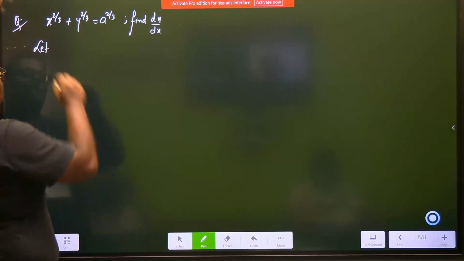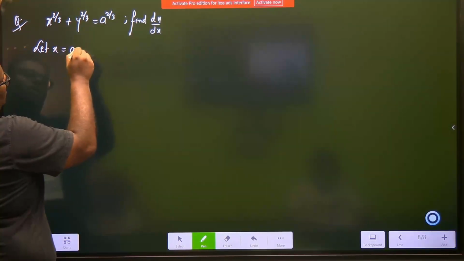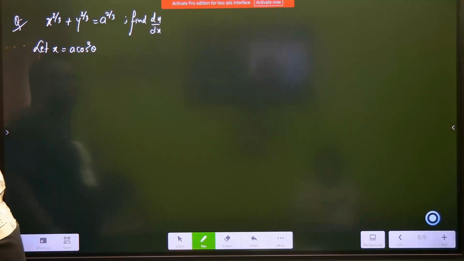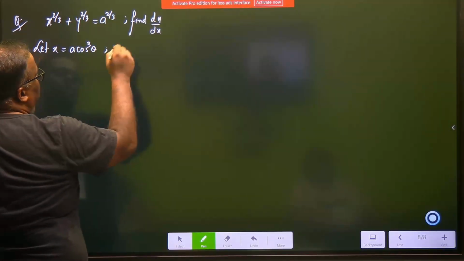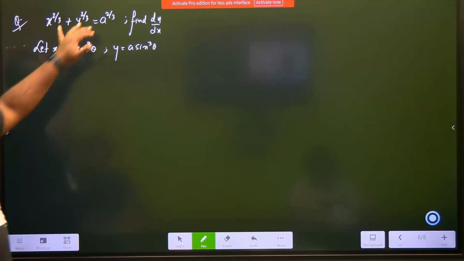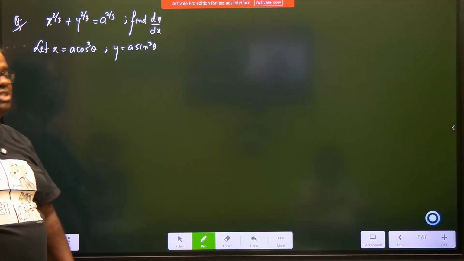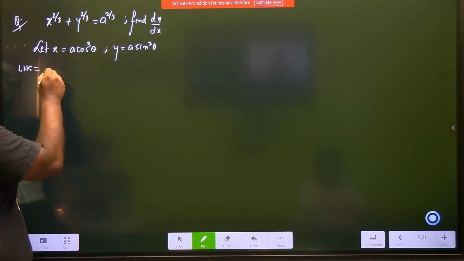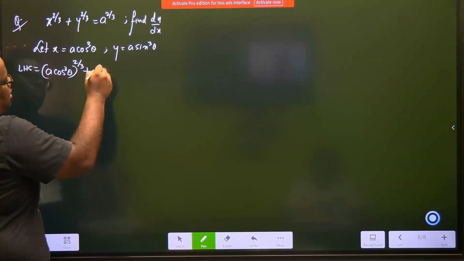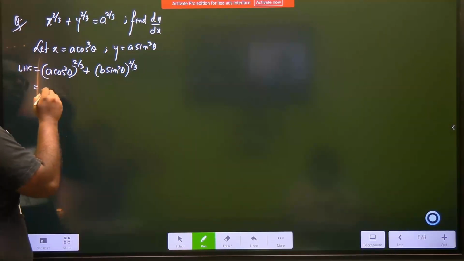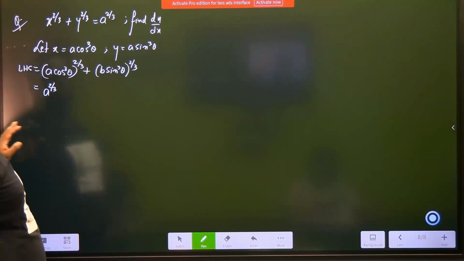Just let's see. Let x equal to a cos cube theta. This is 3, that's why 3. Okay. And y is equal to a sine cube theta. By doing this, this equation must be satisfied. Just check. If you do this, let's see what is the LHS of the equation. The LHS becomes a cos cube theta to the power 2 by 3 plus a sine cube theta to the power 2 by 3, which gives you a to the power 2 by 3, right?